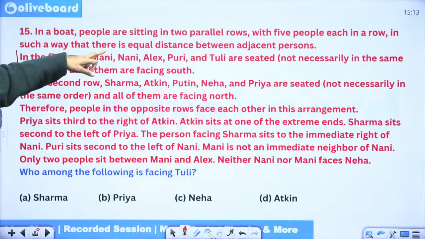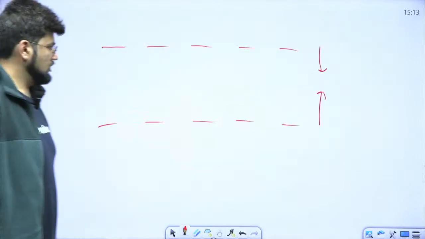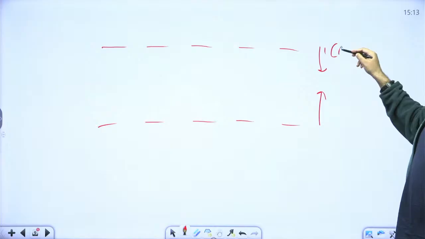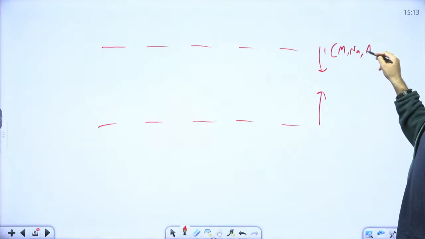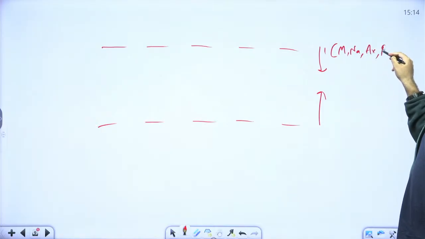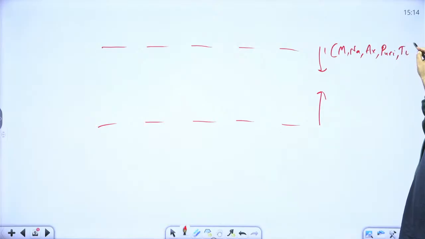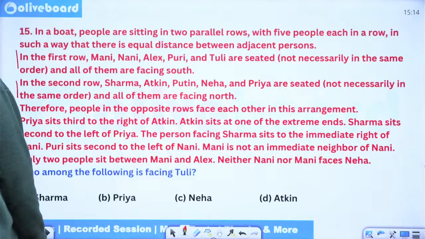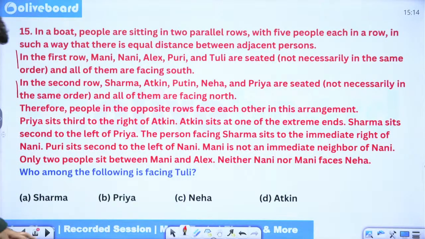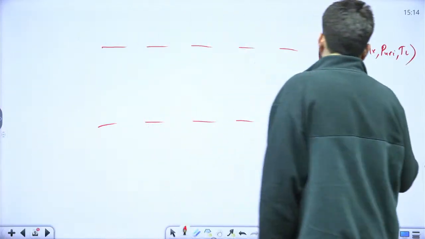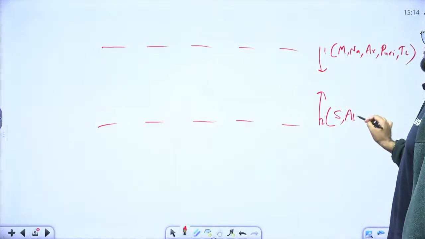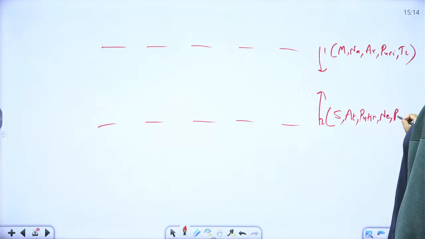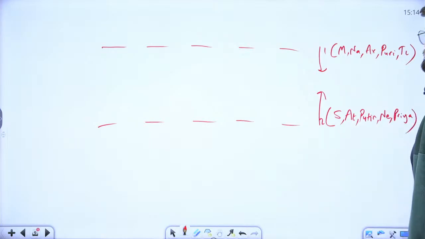The first row, facing the south, has Mani, Nani, Alex, Puri, Tulli. And the second row, facing the north, has Sharma, Atkin, Putin, Neha, Priya. Try to use your memory.